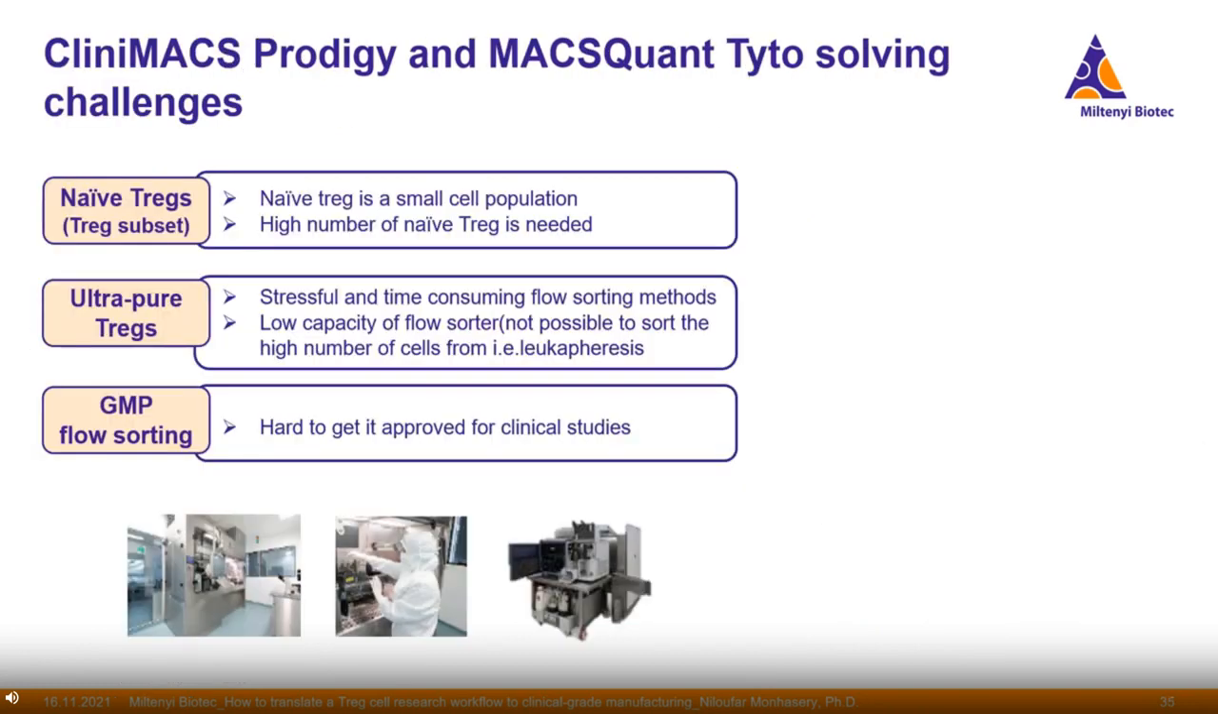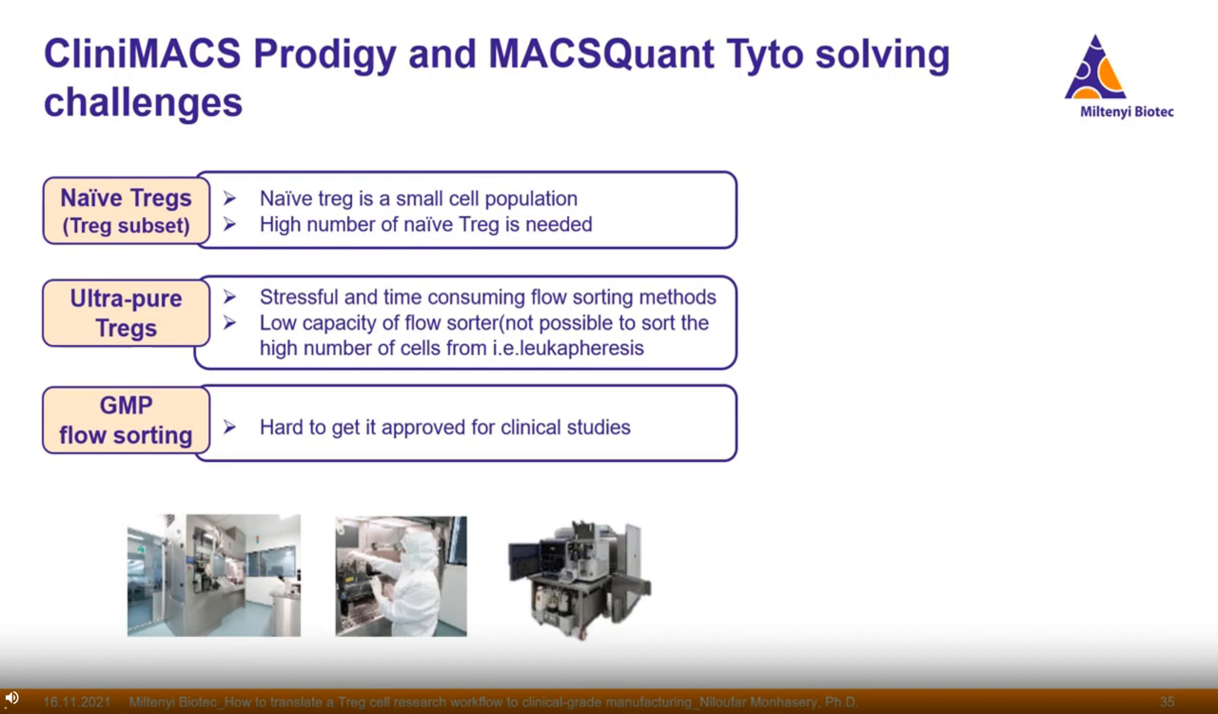Okay, the challenges in the market. Naive Tregs is a small cell population, and I know that many of you need to isolate the naive Tregs for downstream applications. Ultra pure Tregs is another challenge. There are lots of opportunities for sorting the cells, but they are quite stressful for the cells. And as I've mentioned at the beginning of my talk, Tregs are quite fragile cells, so the quality of the cells after the cell sorting is not really the proper one. And also GMP grade flow sorting is needed, and it is missing actually right now.